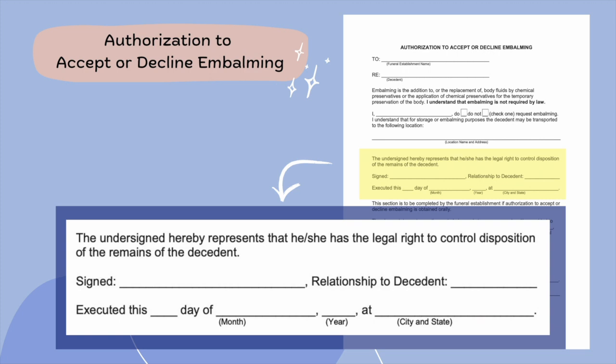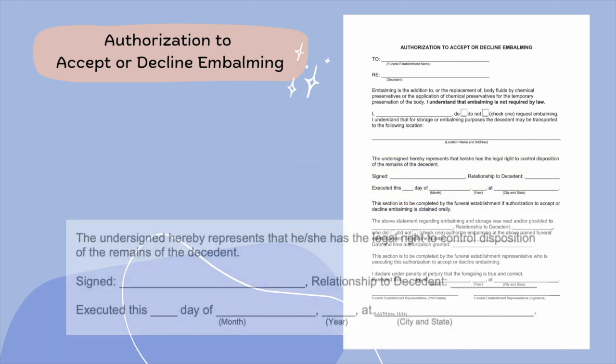This next part is a statement where you, the person signing, are representing yourself as the person that has the legal authority to make this decision. Again, I'll go over these regulations that determine who this person is towards the end of this video. Concluding the top portion of this form is a spot for your signature, relationship to the decedent, date, and location.